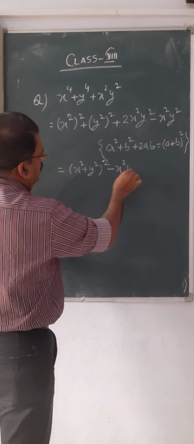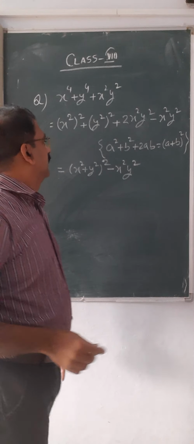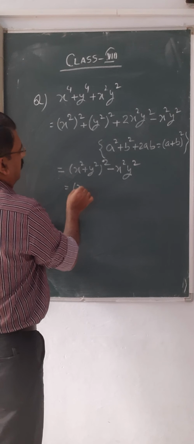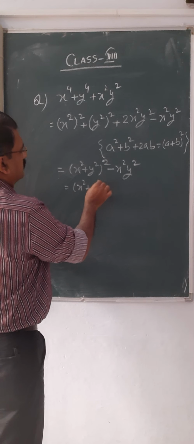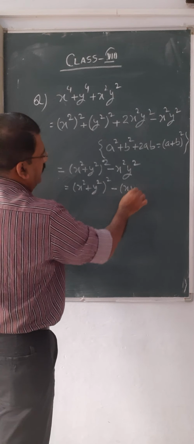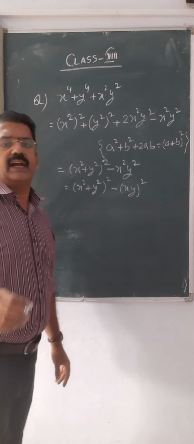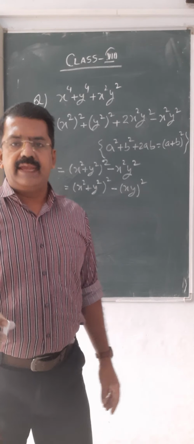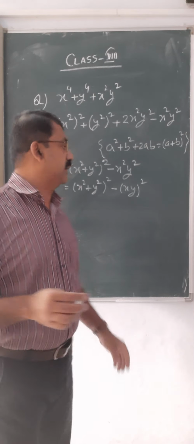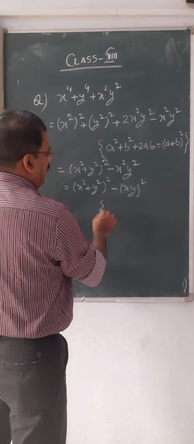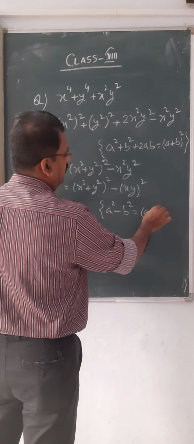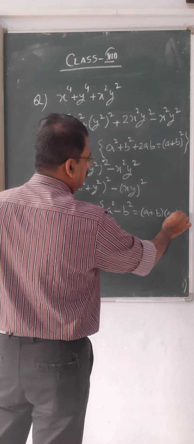Now what we do, we will write it as x square plus y square whole square minus x square y square. Okay, like this. Now x square plus y square whole square minus xy whole square. Now you see, we can again apply the formula a square minus b square is equal to a plus b into a minus b.